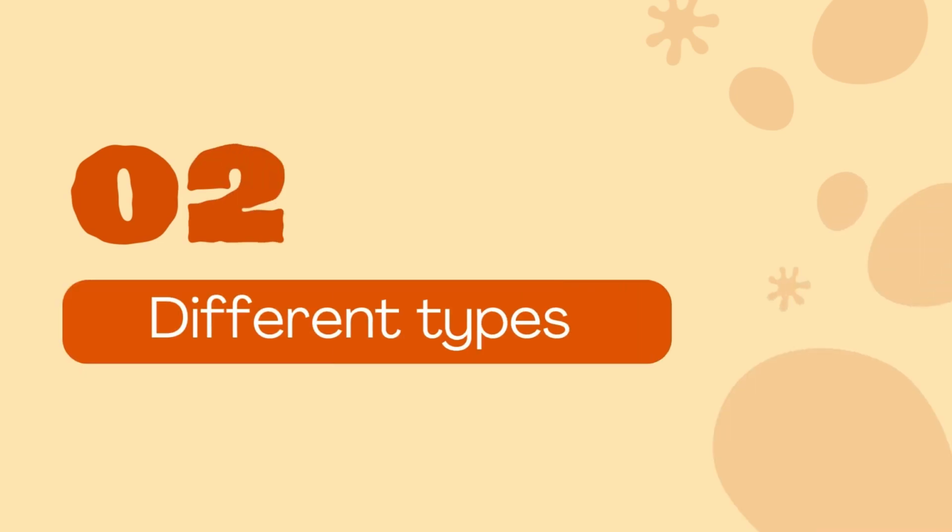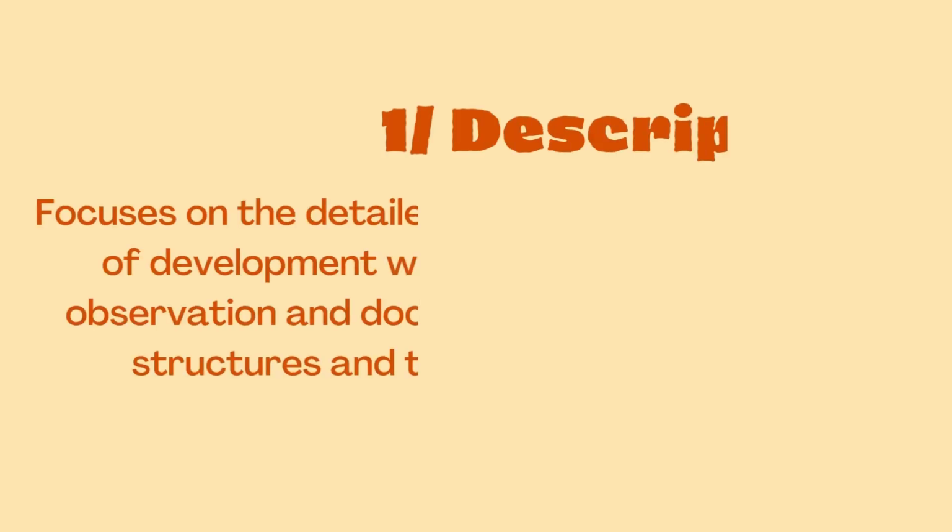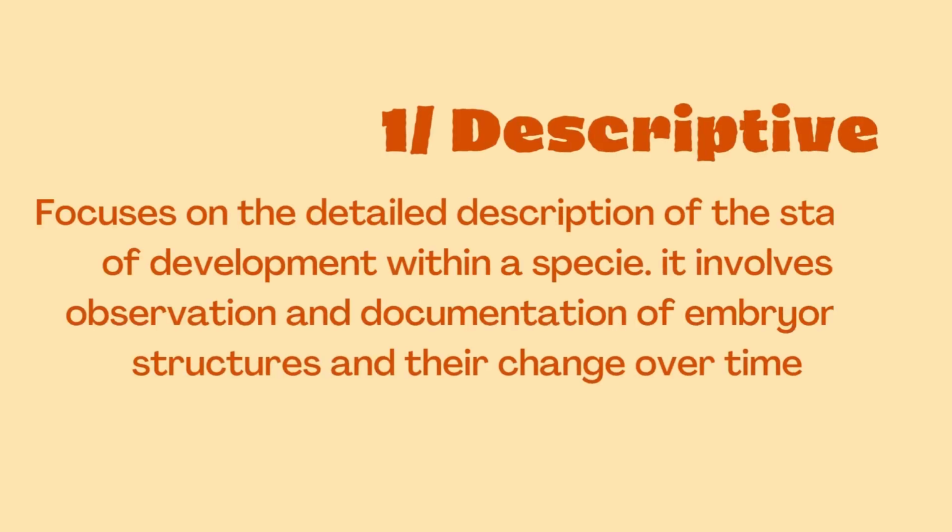So what are the different types of embryology? There are three different types of embryology: descriptive, comparative, and experimental embryology. The first one is descriptive embryology, and it focuses on the detailed description of the stages of development within species. It involves observation and documentation of embryonic structure and their change over time.